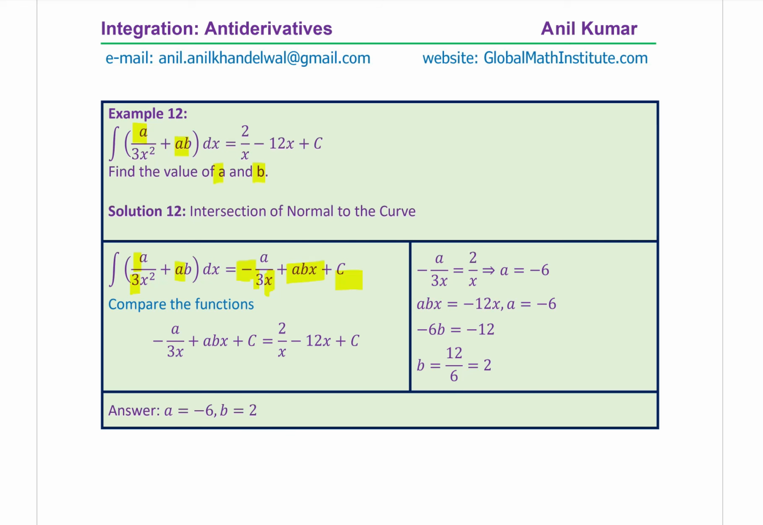Now, we know we need to find the value of a and b, so what we can do here is compare the coefficients, right? So if you compare the two equations, then in that case, a over 3x should be equal to 2 over x, right? They are equal. Similarly, these two are equal. So when I equate minus a over 3x equals 2 over x, I get the value of a as minus 6. Now, for the product ab, I can substitute minus 6 for a and then find the value of b, right? So I hope the steps are absolutely clear.